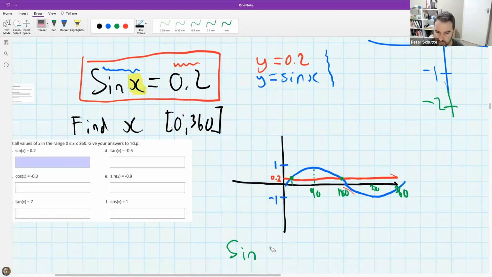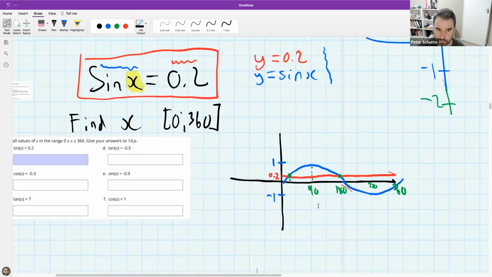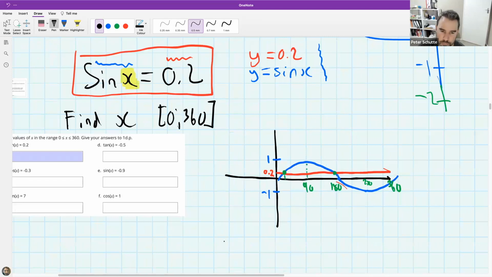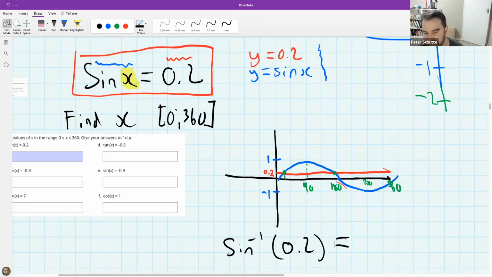And so what I need is a way of exactly finding out what that value is. Now, we're going to run out of time today, so I'm going to continue with this in the next lesson. But what we do is we use the inverse function on our calculator. So I want you to put into your calculator shift sine, and you should get sine to the power of -1, or inverse sine. And I want you to put 0.2, and then give me a value for that.